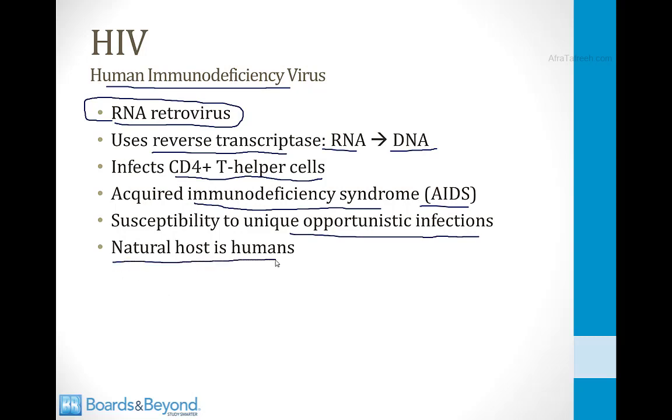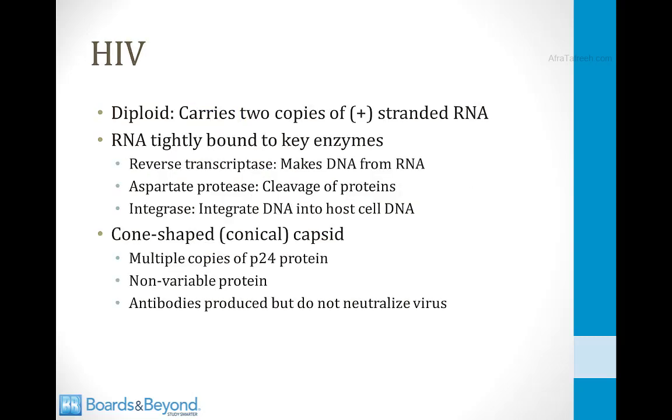The natural host of HIV is humans. It jumps from person to person in a sexually transmitted manner. HIV has a diploid genome, and this means that it carries two copies of positive stranded RNA inside of the virus. The RNA is tightly bound to several key enzymes.